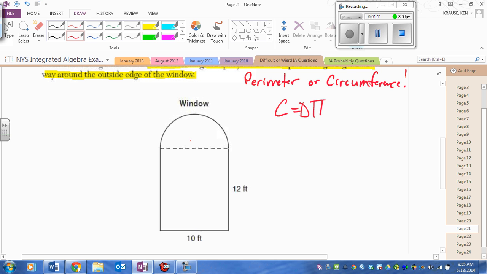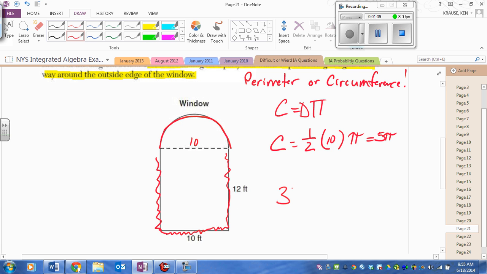Well, let's go in here. This is 10. So really, this is the part that our string lights around here. I don't really have the whole thing. I only have half of it. So the circumference is we're going to take half of what the diameter is times pi. The diameter is 10. So this is just 5 pi. And then the other part I'm going to do is string lights around this 12 and 10. That's 22 plus another 12. That's 34. So 34 plus 5 pi.